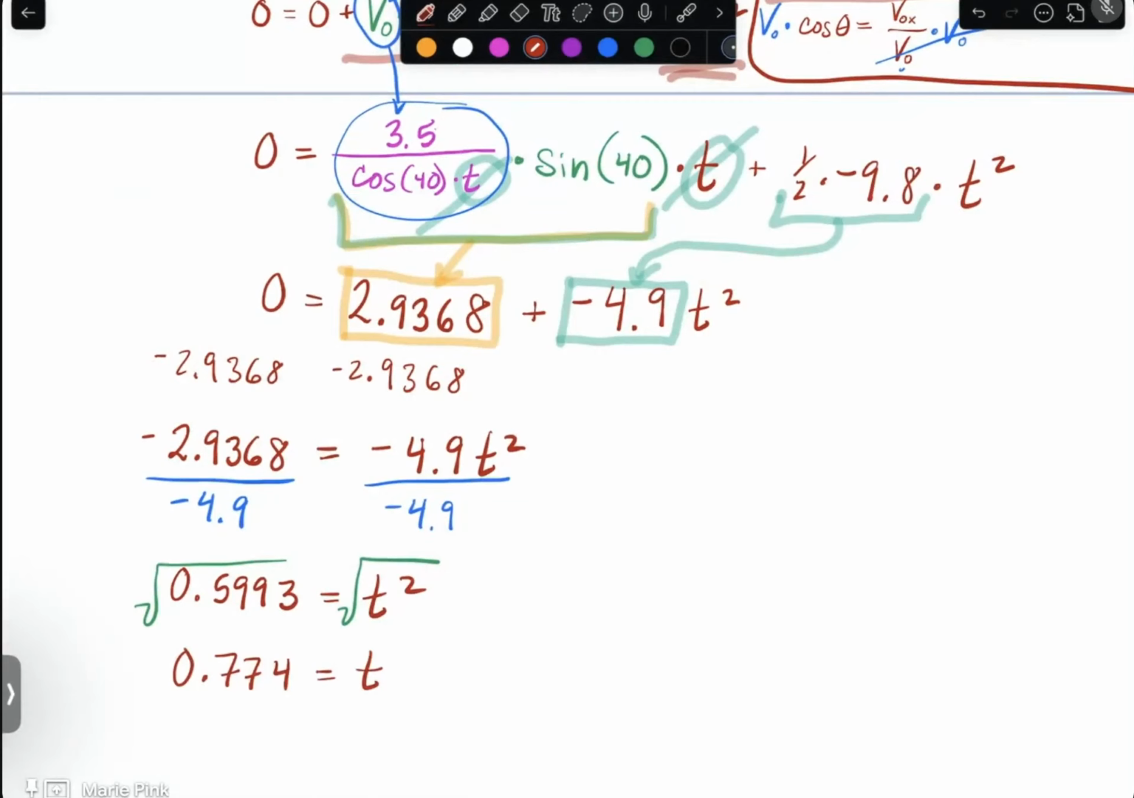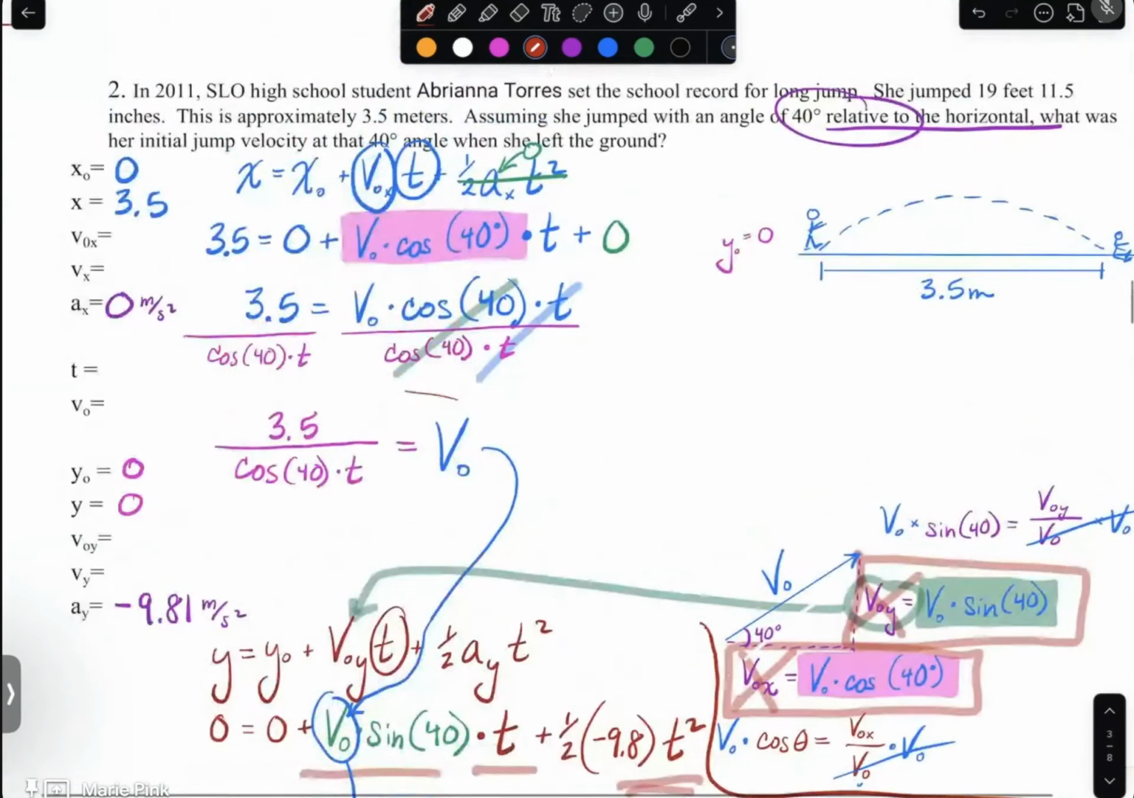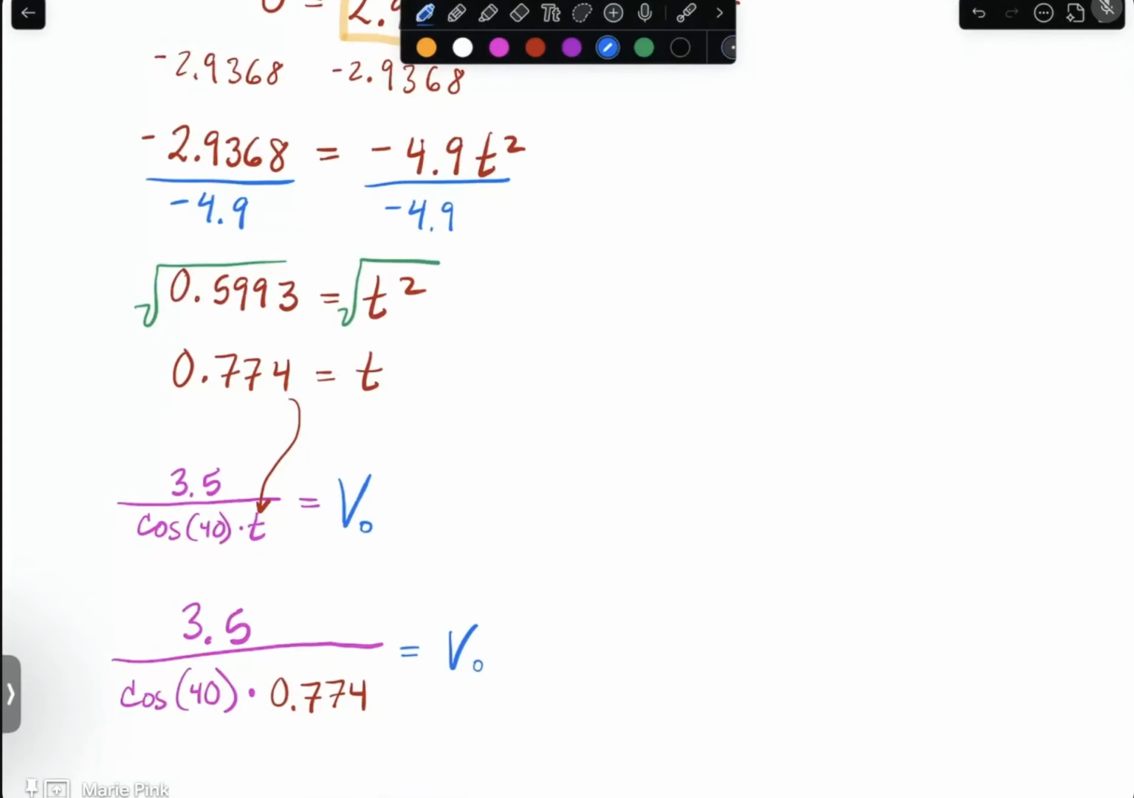I'm going to take this time and plug it back into this equation up here, because if I have time, then I can solve for my starting velocity. Just to be sure, make sure you put everything in the denominator, the bottom. Make sure this is in parentheses when you type it in your calculator, otherwise you will not get the right answer, because it'll divide by cosine of 40 and multiply times 0.774 instead of dividing by both.